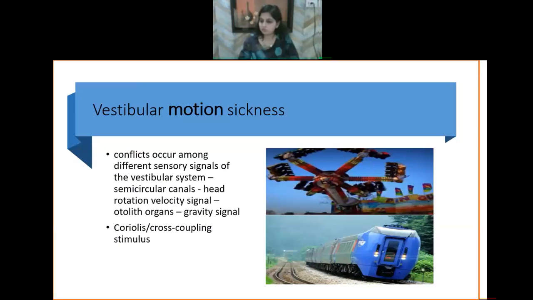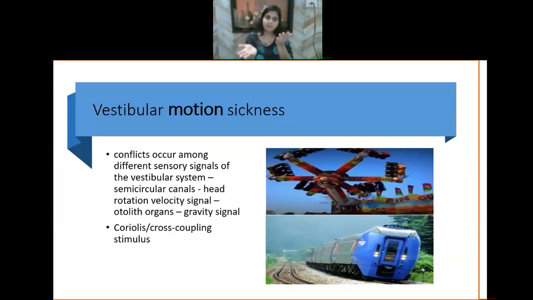Okay, vestibular motion sickness. Now, motion sickness is a collective definition. We might get sickness with so many things, right? We might get sickness with visual stimuli, with height, with any sensory mismatch. But if the sensory mismatch is from the vestibular system, like our canals are telling something different and our otoliths, our utricle and saccule, are telling something different, it causes a mismatch. It includes your vestibular motion sickness.